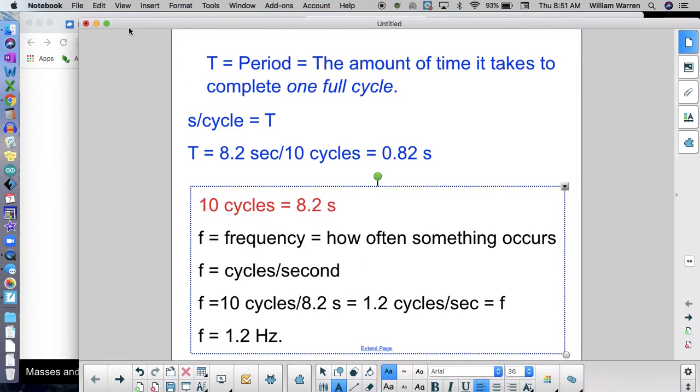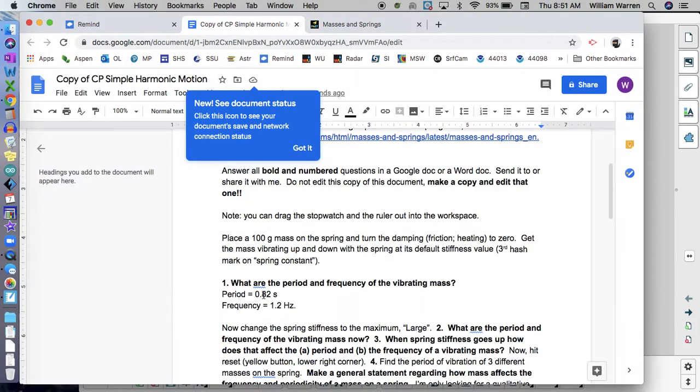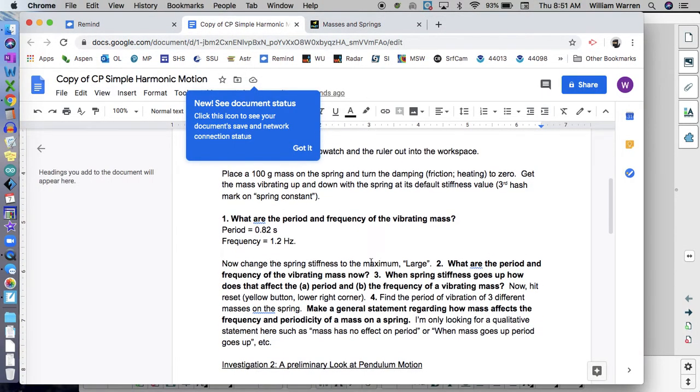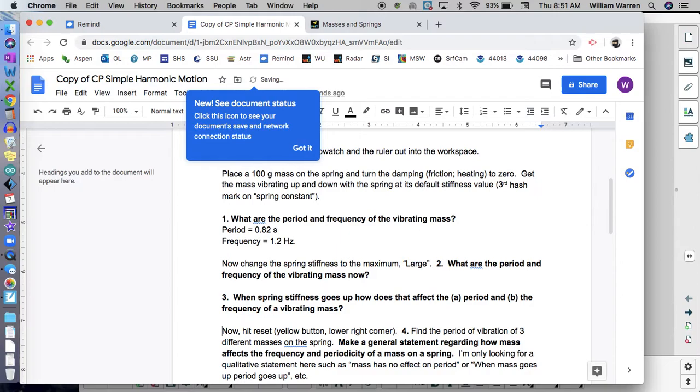Okay, so let's see here. That's how this first part goes. Change the spring stiffness. Now do the same thing again. When the spring stiffness goes up, how does that affect the period and the frequency? Well, so that just means, how does that affect the period?